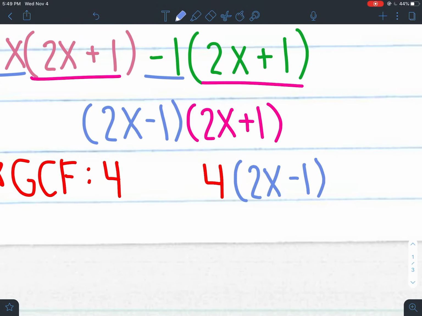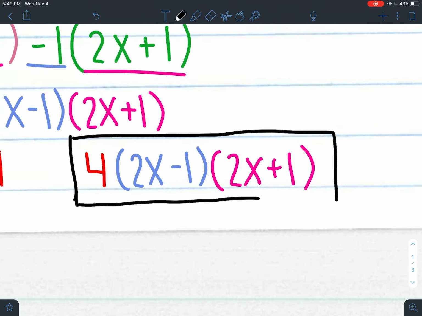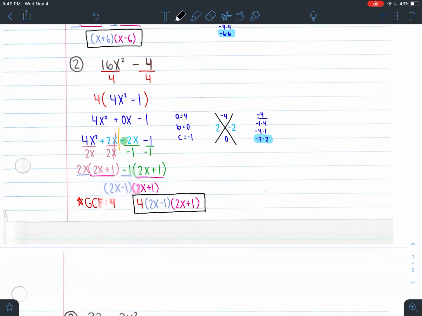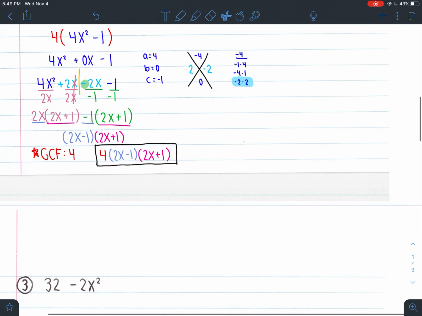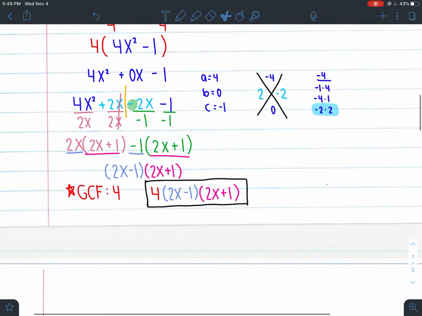So you have 2x minus 1. Oops. And then 2x plus 1. Okay, and then that's your final answer. So if you pull out a GCF at the very beginning, please don't forget about it. It's probably the most common mistake when we do GCF stuff because we pull it out so early on and then we kind of just forget that it's there.